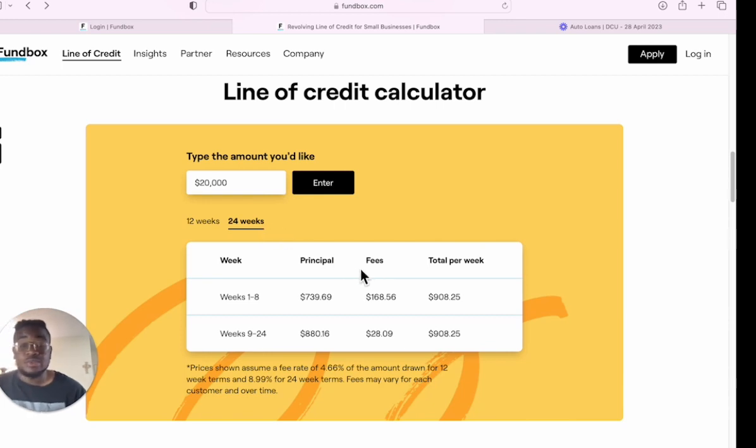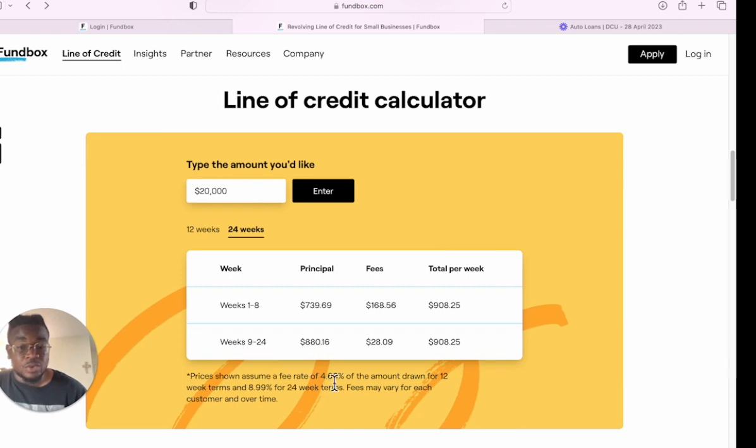So, for example, if you use a 24-week term, obviously the fees are different and you will be paying a lower amount. Right here it says $739 per week and the fee is $168. It says right here, prices shown assume a fee rate of 4.66 of the amount drawn for 12-week terms and 8.99 for a 24-week term. Fees may vary for each customer over time. All right, so now we're going to go through the application process.